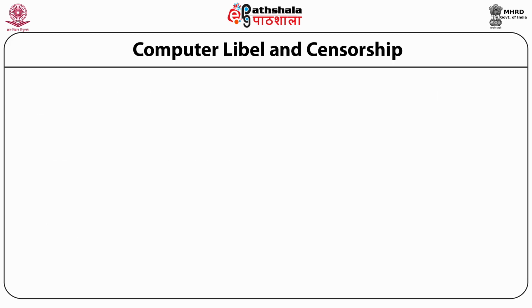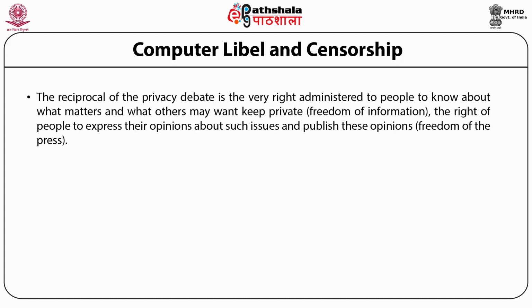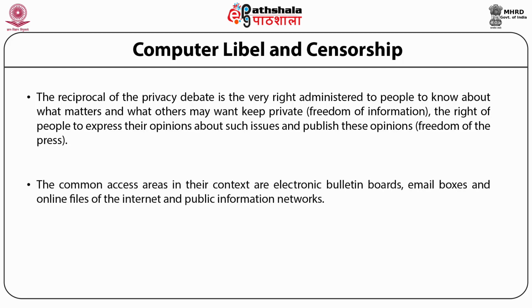We now look at the area of computer libel and censorship. The reciprocal of the privacy debate is the right given to people to know about what matters and what does not matter, or what they may want to keep private, which refers to the freedom of information. The right of people to express their opinion about such issues and the publishing of such opinions, such as the freedom of the press. The common access areas in the content are electronic bulletin boards, email boxes, and online files on the internet and public information networks. The tools used are spamming, flame mail, libel laws, and censorship.